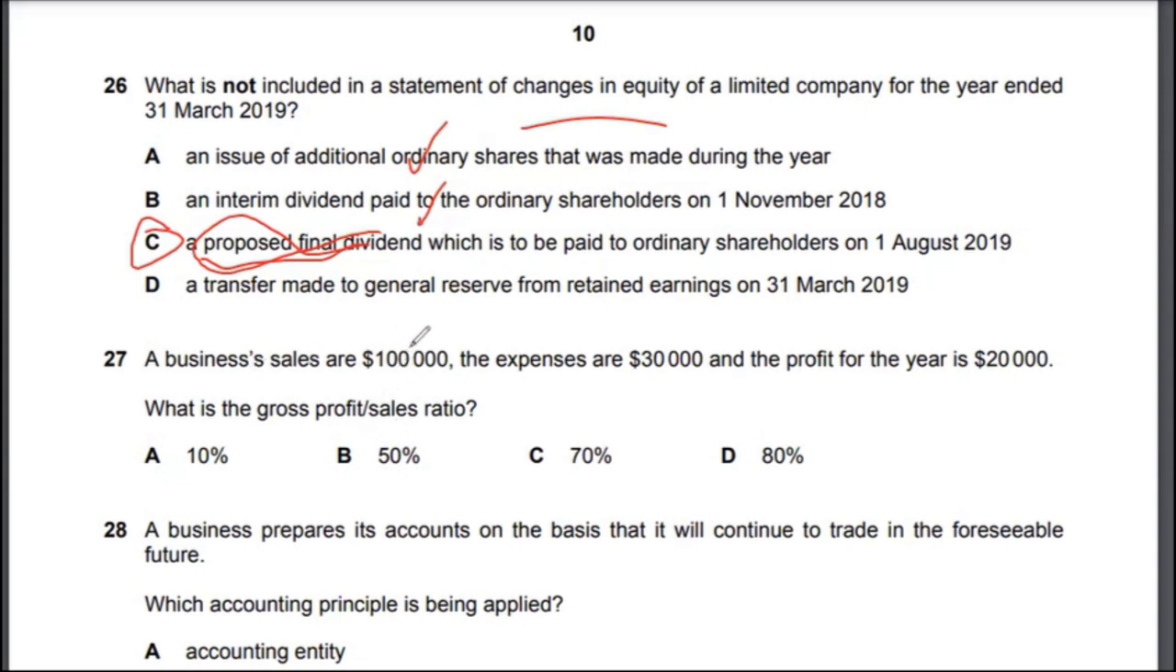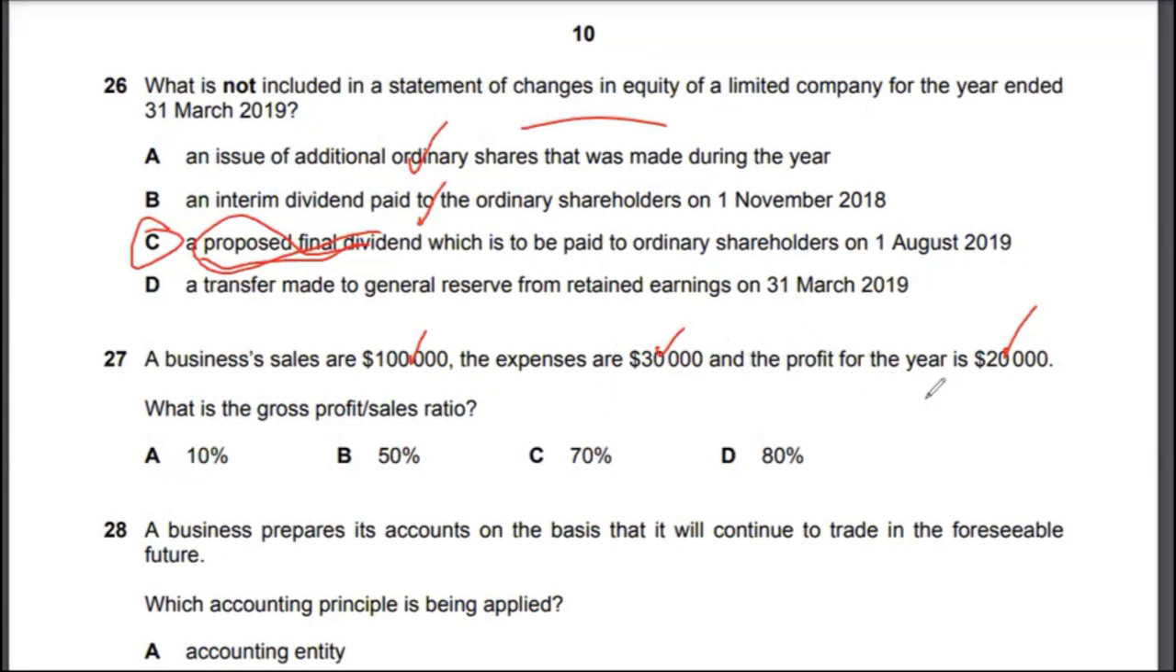A business has sales of $100,000. The expenses are $30,000, and the profit for the year is $20,000. What is the gross profit to sales ratio? This is a little tricky question because first you will have to calculate gross profit. And to calculate gross profit, first you need to calculate the cost of goods sold, and then gross profit, and then calculate gross profit to sales ratio, right?